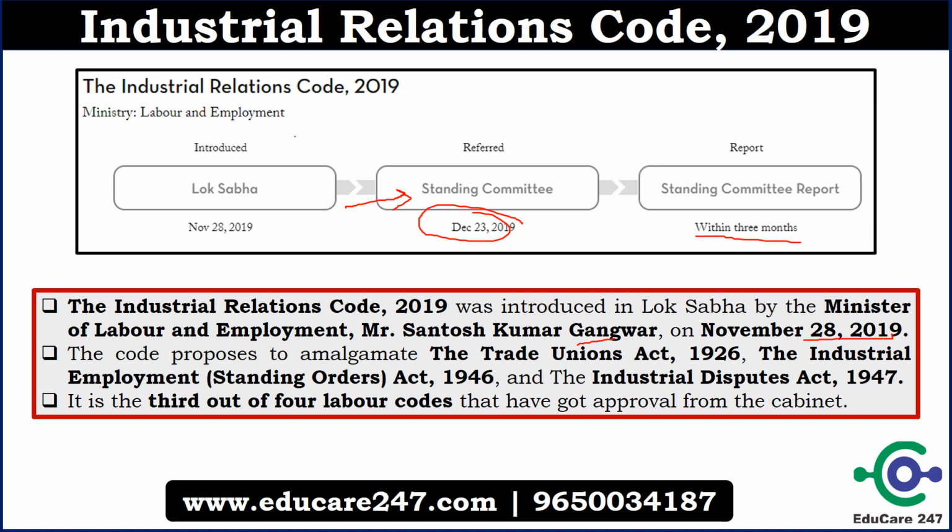This code proposes the amalgamation of the Trade Union Act 1946, Industrial Employment Standing Orders Act 1946, and Industrial Dispute Act 1947. So these three acts will be merged into the new Industrial Relations Code 2019, and this is the third out of 4 labor codes that have got approval from the cabinet. So it will improve our industrial market and labor market. So this is a very important code. You can remember all the important facts related to this code.